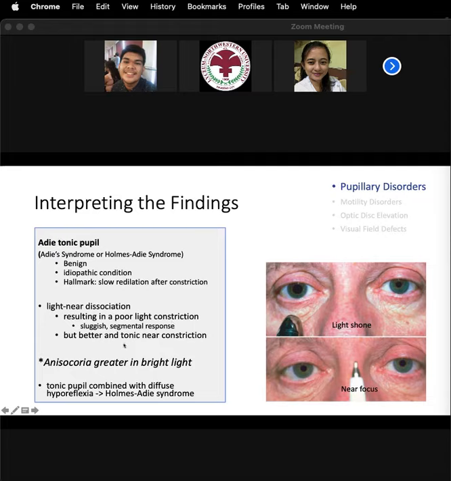If it is, it presents with diffuse hyperreflexia or poor deep tendon reflexes, you call them bones. That's the normal.